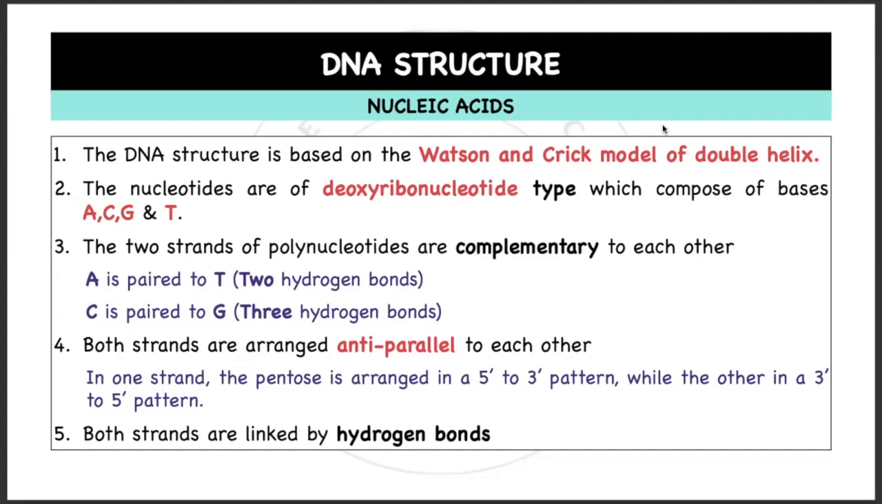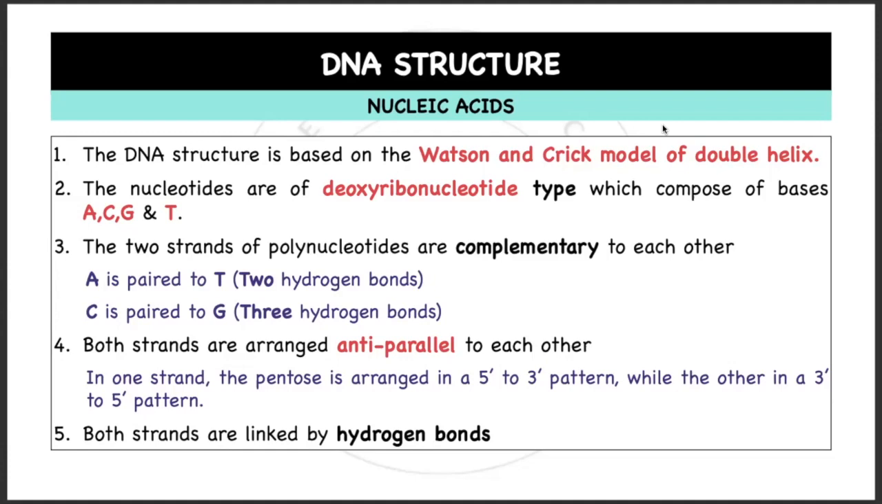So the two strands of polynucleotides are complementary to each other, meaning A is paired to T with 2 hydrogen bonds and C is paired to G with 3 hydrogen bonds. It's important to remember this, especially the amount of hydrogen bonds required to link between these two. A to T, C to G, A to T 2, C to G 3.